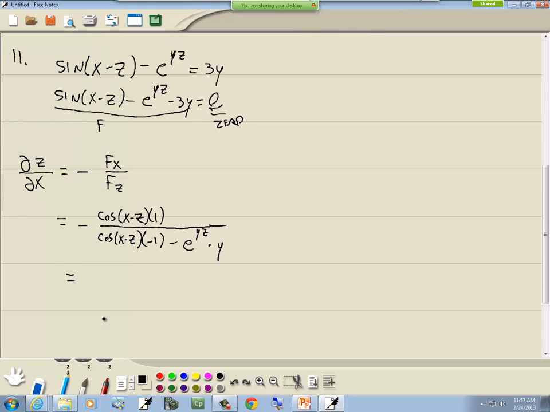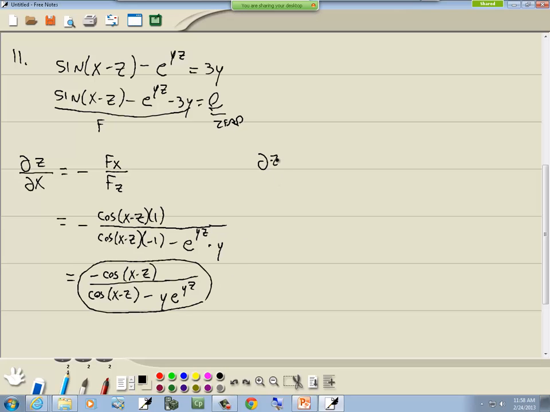And I don't think there's much simplifying I can do here besides get rid of those 1's. So we're going to have cosine of x minus z over, I'll put the negative up on top, cosine of x minus z minus y e to the yz. Assuming I took all my partials right.